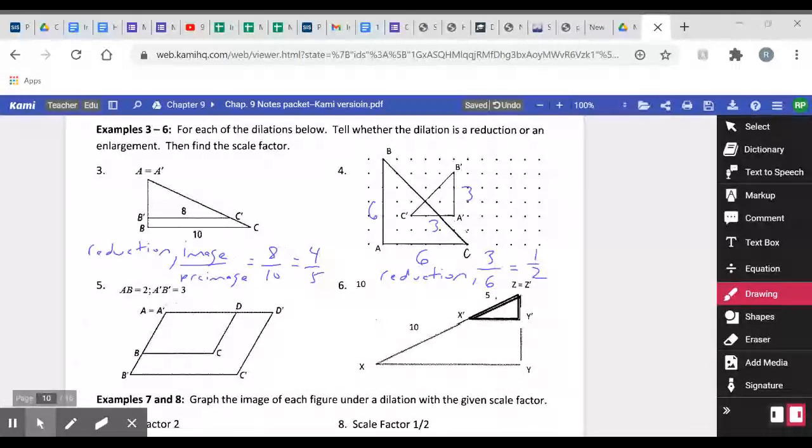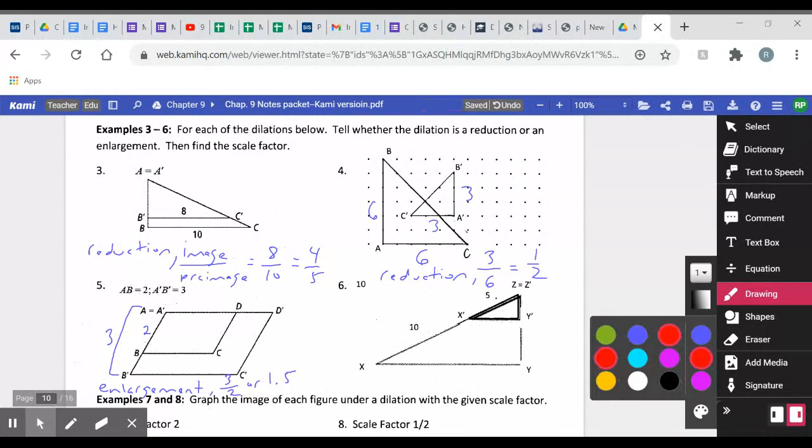On number 5, I can see that AB has a length of 2. And I can see A prime, B prime has a length of 3. So in this particular case, again, the original ABCD is 2. The new one, A prime, B prime, C prime, D prime, is 3. And so this one got bigger, so it's an enlargement. And so in that particular case, the image is 3 over the original length is 2. And so 3/2 is my scale factor. If you want to write 1.5 as a decimal, that's fine. It means the same thing.